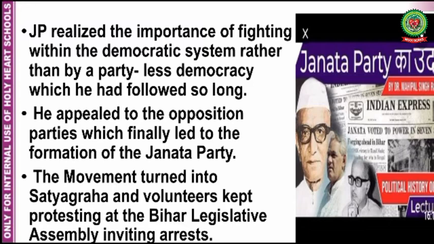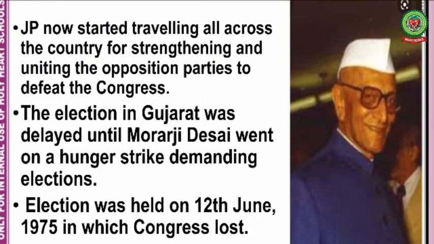The movement turned into Satyagraha. Volunteers were standing outside the Bihar Legislative Assembly and asking the police to arrest them. JP now started traveling all across the country for strengthening and uniting the opposition parties to defeat the Congress. The election in Gujarat was delayed until Morarji Desai went on a hunger strike demanding elections.